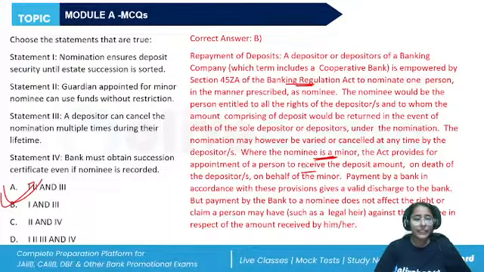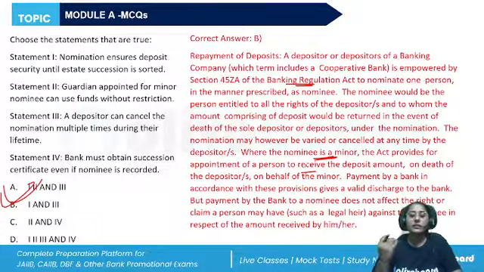right? Statement 4 says that the banks must obtain the succession certificate. That is not true. Banks will try that no undue difficulties are given to the nominees or the successors. So if the nomination is clearly made, then this succession certificate is not required.